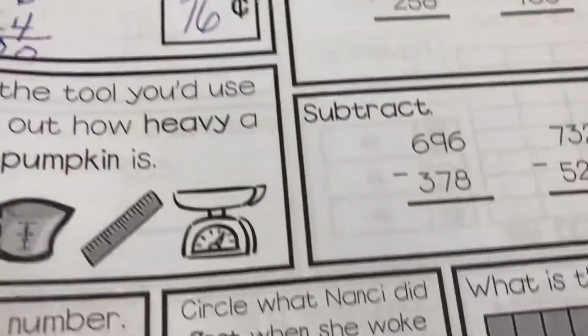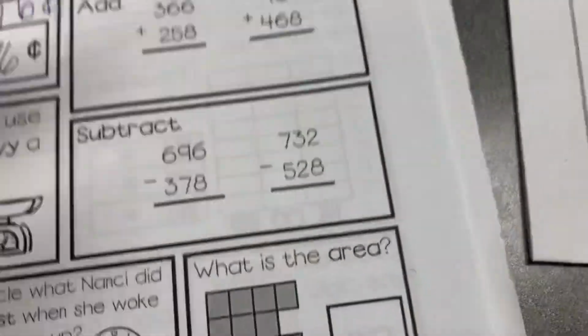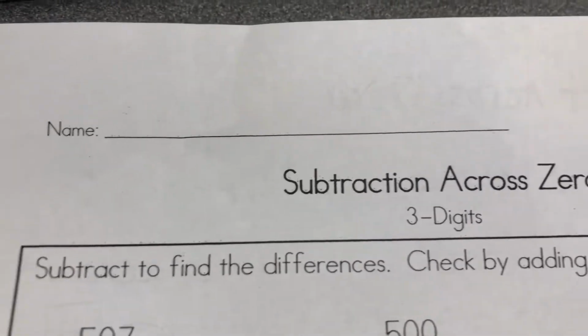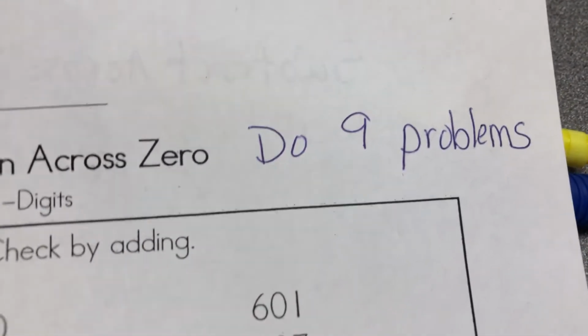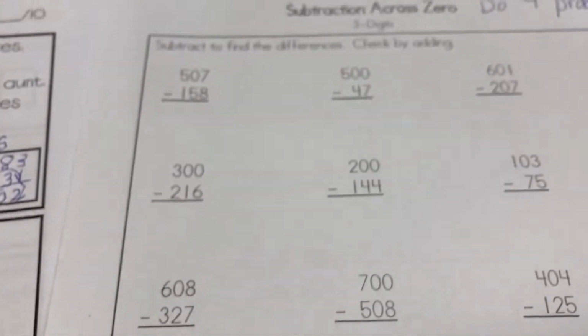Okay? So remember, when we do area, we answer in square units. So watch the video that we just went through. And then I'm looking at page 4. Subtract across the zeros. You only need to do 9 problems. So you can pick what 9. I just picked the top 9 to do.